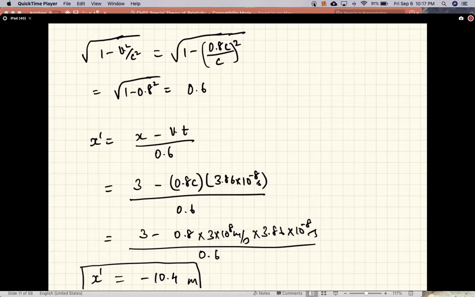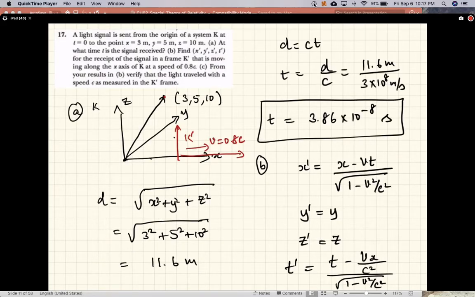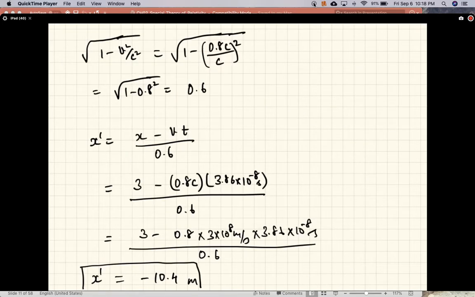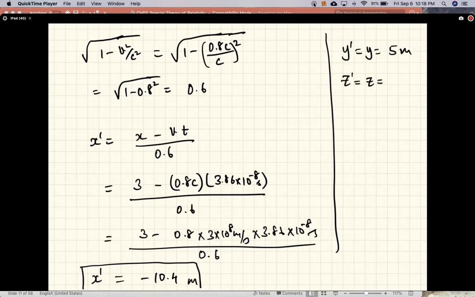Okay, so x prime. What we are calculating is, in the K frame, you sent out a light signal to that point, and when the light signal reaches there, in K prime, the x coordinate of that event is minus 10.4 meters. Okay, so that's what that is. And of course, y prime is equal to y, which is 5 meters. z prime is equal to z, which is 10 meters. And now we have to calculate t prime.